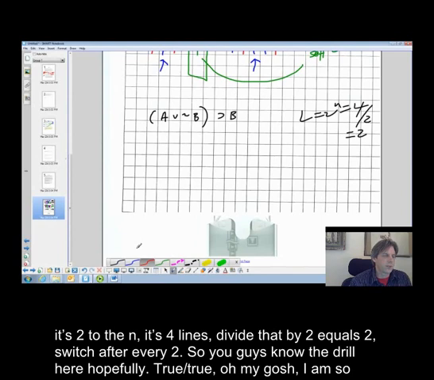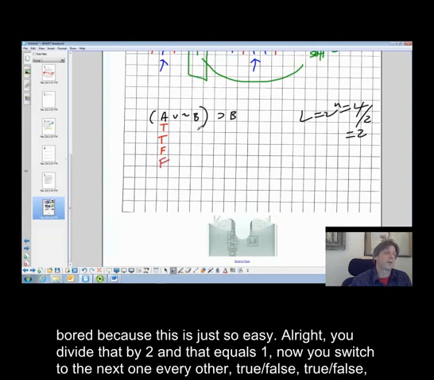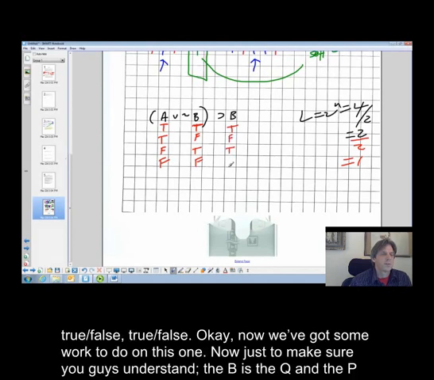So you guys know the drill here, hopefully. True, true, false, false. Oh my gosh, I am so bored because this is just so easy. All right, you divide that by 2, and that equals 1. Now you switch to the next one, every other. True, false, true, false. Okay, now we've got some work to do on this one.